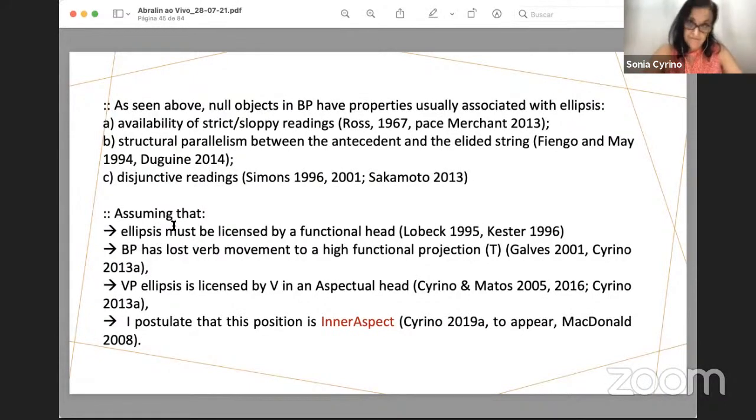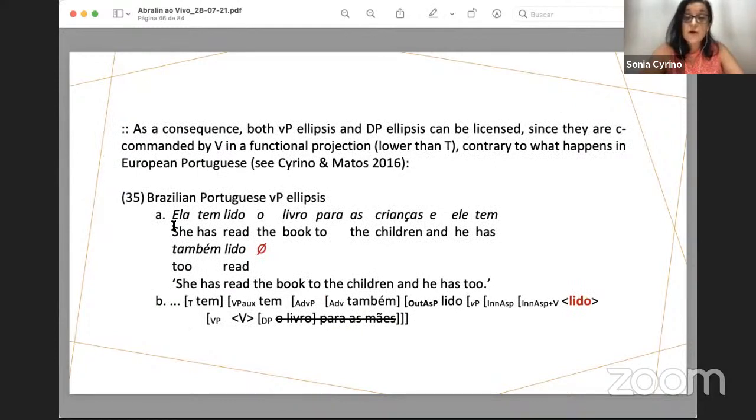Now, assuming that ellipses must be licensed by a functional head, Brazilian Portuguese has lost verb movement to a high functional projection; the verb just moves to a low functional projection, and VP ellipsis is licensed by V in an aspectual head. That's what has been proposed. I postulate that this position where the verb moves to is inner aspect. As a consequence, both VP ellipses and DP ellipses can be licensed in the same position because they are licensed by the verb that has moved to this lower functional projection, contrary to what happens in European Portuguese.